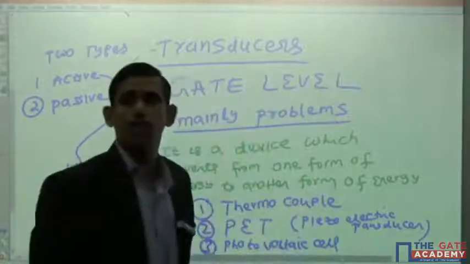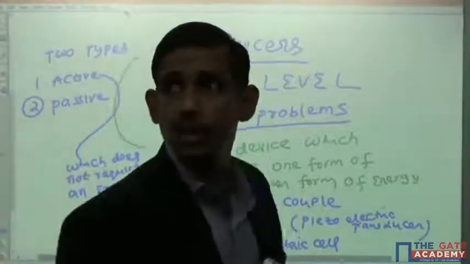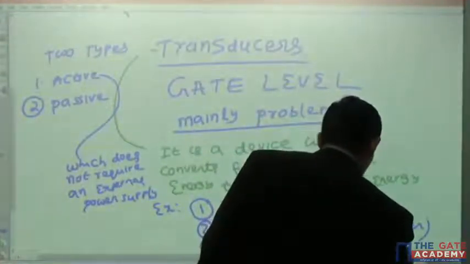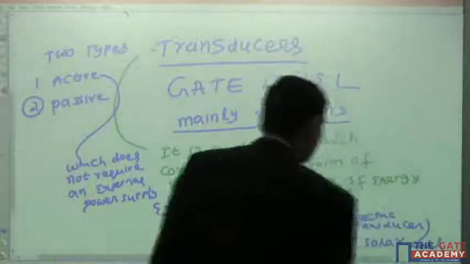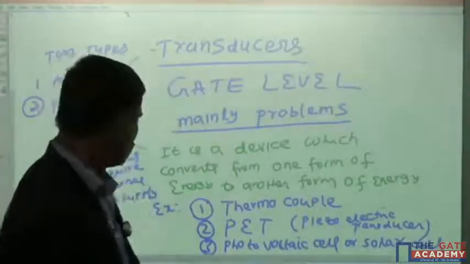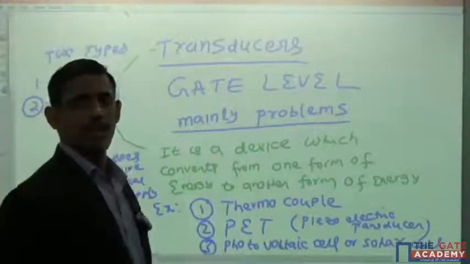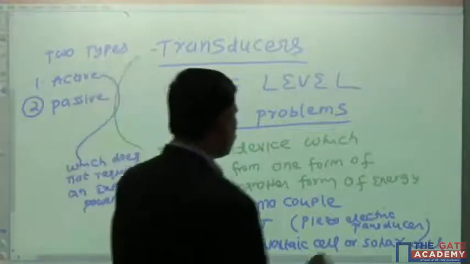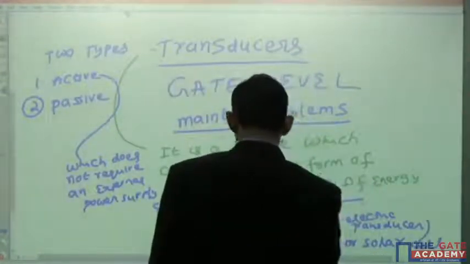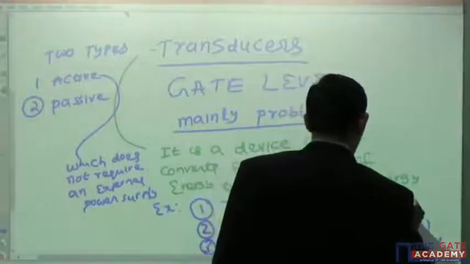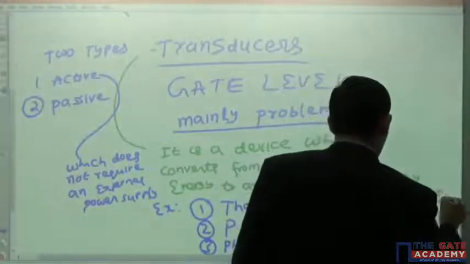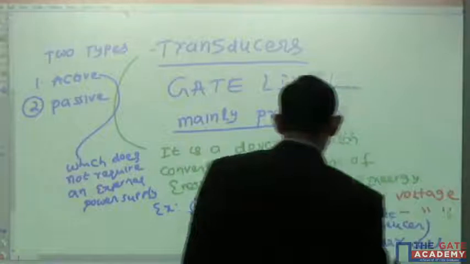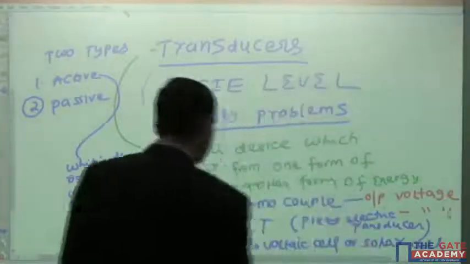Another name for photovoltaic cell is solar cell. So these are some of the active transducers. That means directly we will get the output. What is the output of thermocouple? Voltage. What is the output of piezoelectric? Output is voltage.